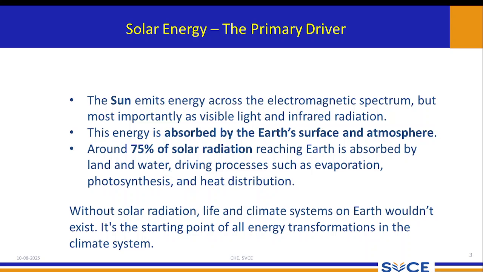Without solar radiation, life and climate systems on Earth would not exist. It is the starting point of all energy transformation in the climate system. So solar radiation plays a very important role. For example, if there is no moon, what will happen on planet Earth? If there is no sun, what will happen? There won't be any life. Similarly, think about how we are depending on the solar system, or how we are depending on the universe. That we need to think about.